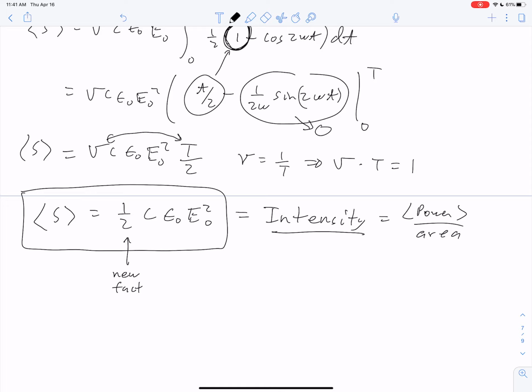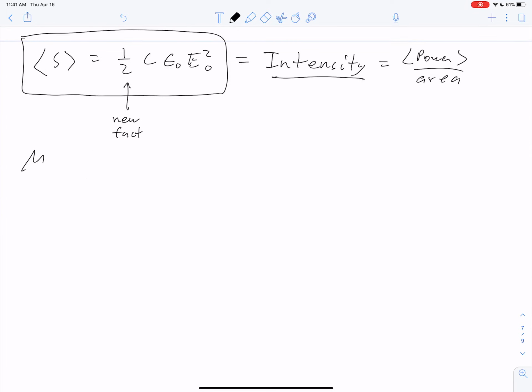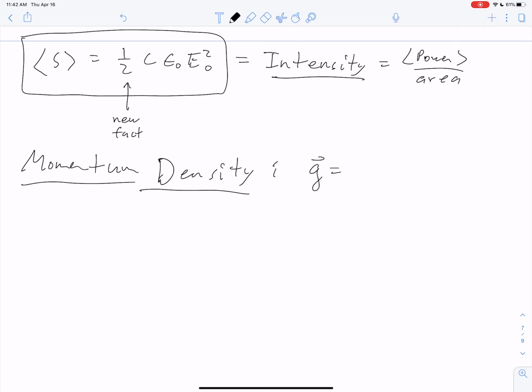And then we can do the same thing for momentum. We can do the same thing for momentum density, because we can see that G is the momentum density. Remember, G equals epsilon naught E cross B is equal to the momentum density of any electromagnetic field.